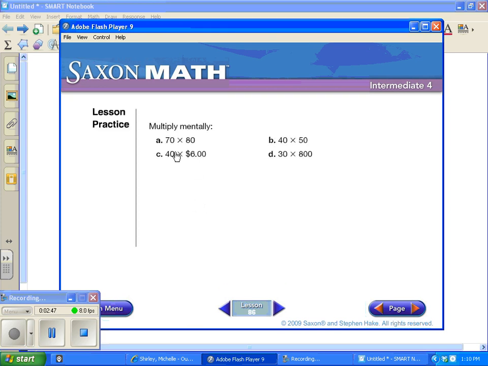Okay, some more practice. Here we go. I want you to do these in your head mentally and see if you can guess the answer before it appears. 70 times 80. Did you guess 5,600? 40 times 50. 4 times 5 is 20, right? But then you have to add 2 additional zeros to the end. Did you guess 2,000?